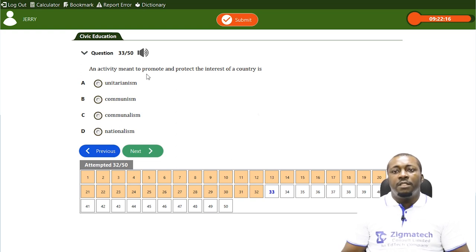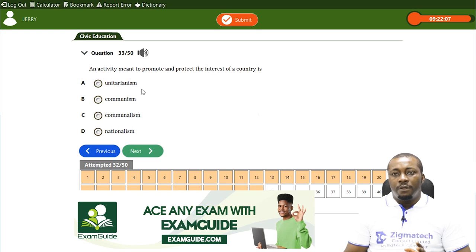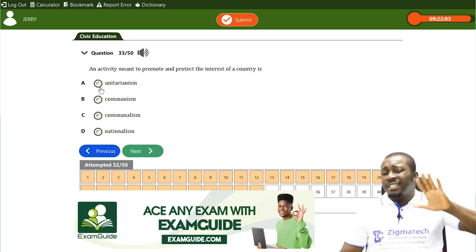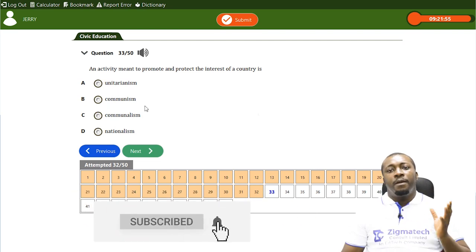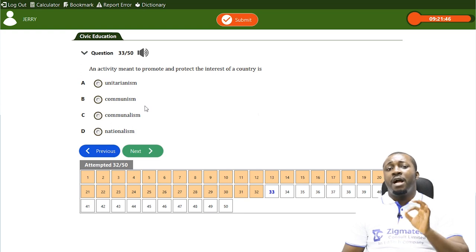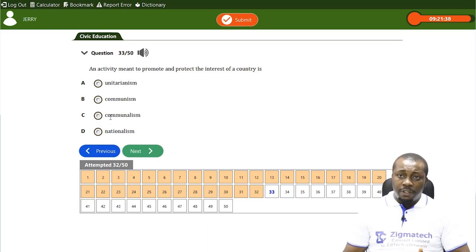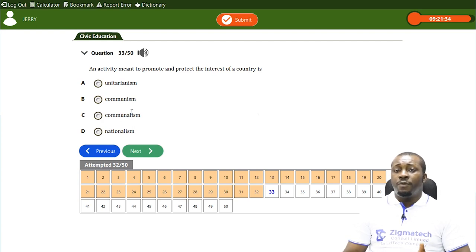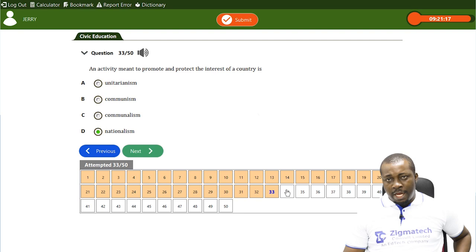An activity meant to promote and protect the interests of the country is A, utilitarianism. Unitarianism is a system of government where power is concentrated in one single authority. It's not what we are talking about here. B, communism. It's a political and economic system in which all the means of production, distribution and exchange of goods and services are collectively owned by the state. So it's not the answer. Is it communalism, primitive communism, that has to do with an ancient society based on full cooperation of people and common ownership? Now this one is nationalism. When you are talking about the interests of a country, you're being nationalistic. That is why nationalists are those that fought for our independence.